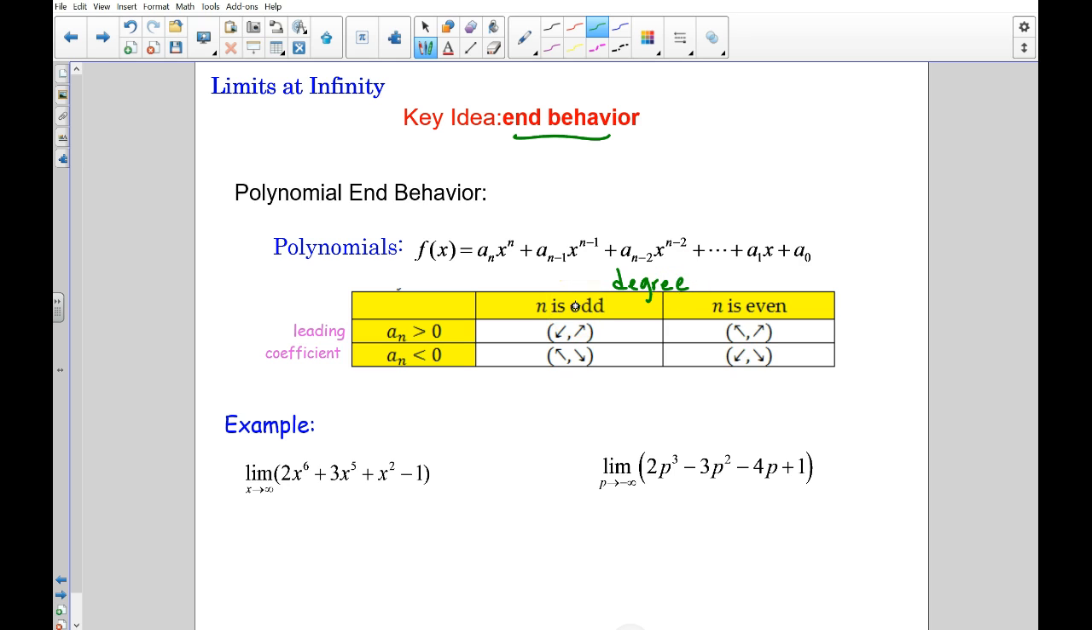So is the highest power even? Is the highest power odd? And then what is the leading coefficient? So for that term that has the highest appearing exponent, what is the coefficient, is it positive or negative?